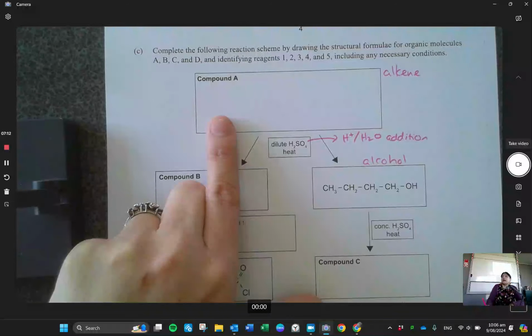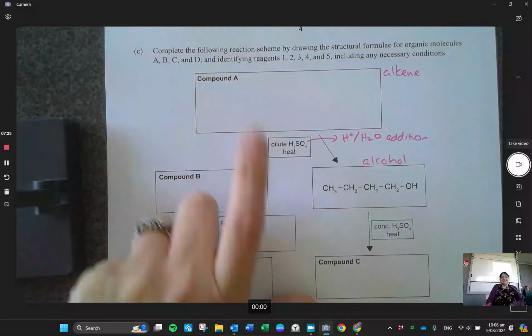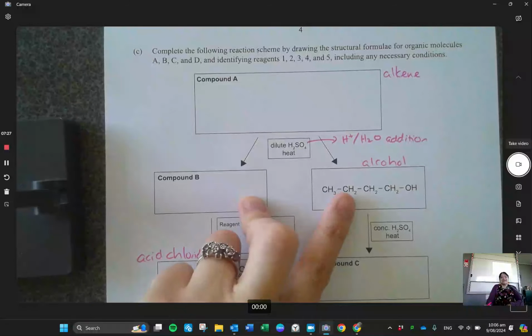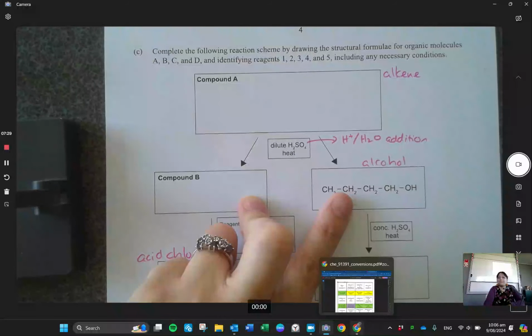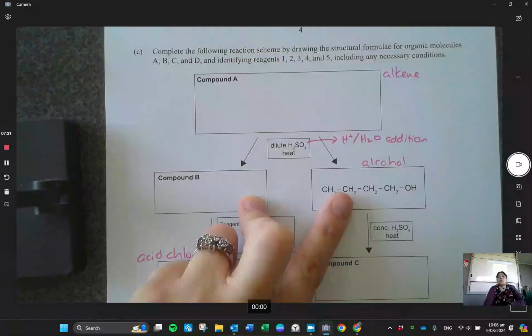Are we good with how I got there? Does that make more sense? Serena, does that make more sense? Don't just give me a nod because you want me to stop picking on you. Wait, but it's true. There's either alkene or alcohol. What are you talking about? So how do I know which one? So we figured that out.